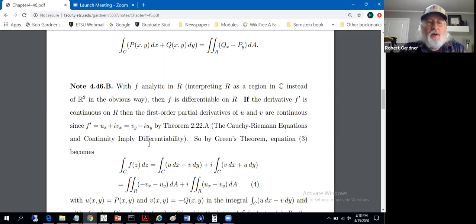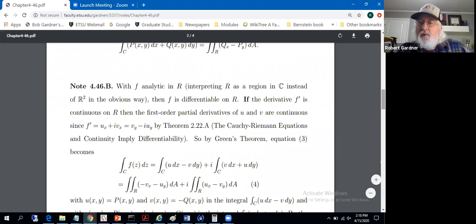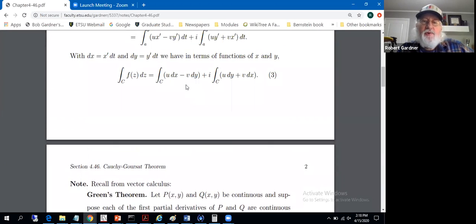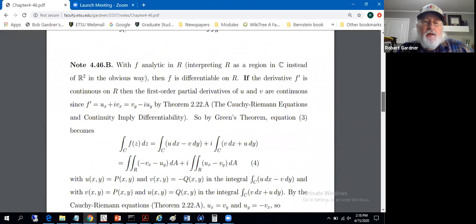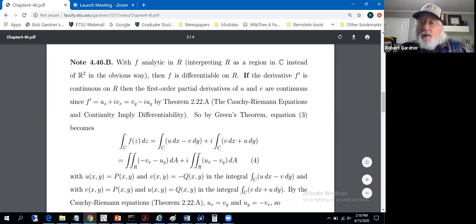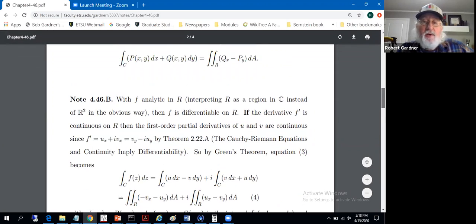So then we can take what we had in equation 3 and rewrite it in this form. So let's see, we've taken equation 3, we left off with this u dx minus v dy stuff. Yeah, here that is. So here is equation 3 rewritten. Now we're going to use Green's theorem.